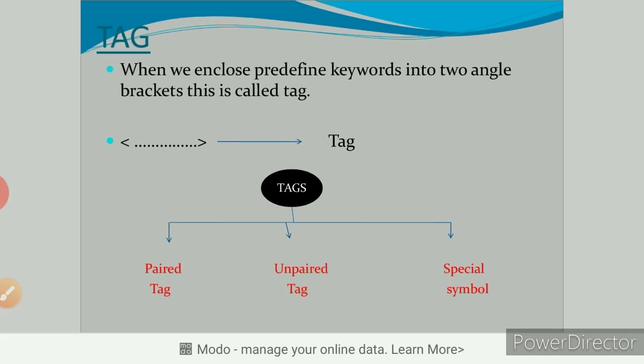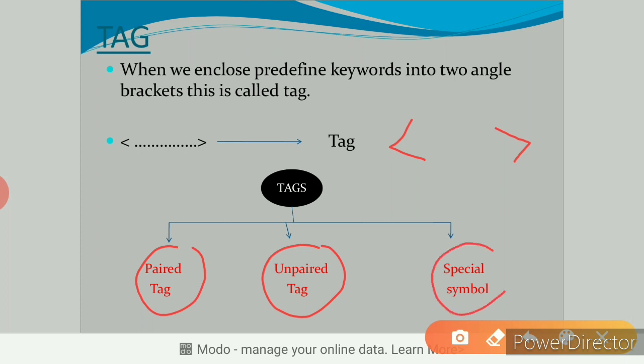The next topic is tag. What is a tag in HTML? When we include a predefined keyword inside two angle brackets, this is called a tag. Two angle brackets means this one. Here, tags are mainly divided into three types: paired tag, unpaired tag, and special symbol.